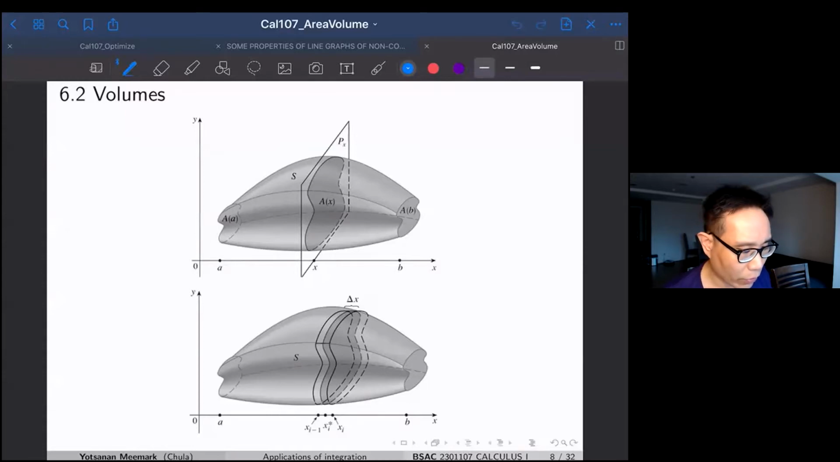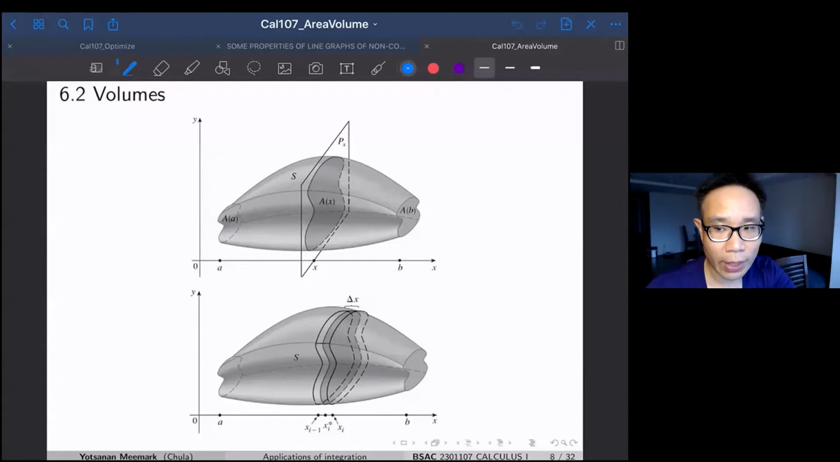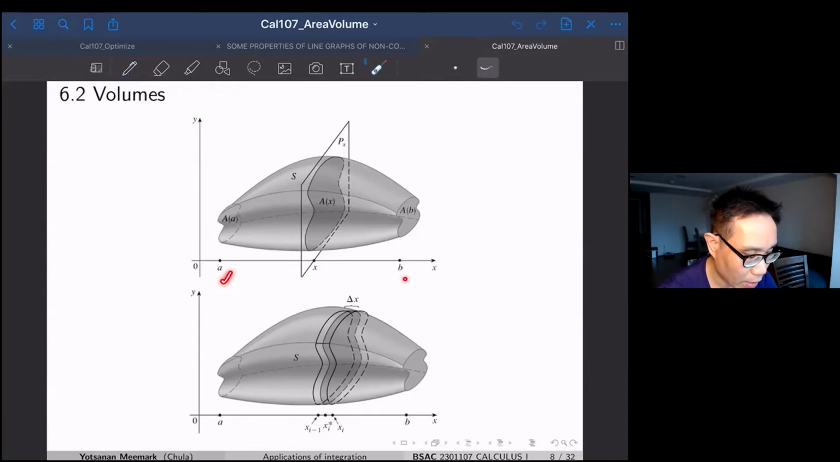Okay, so in this picture you have a solid S. Normally we call this solid S. This solid S turned out to be the solid that lies over the interval [a, b]. We want to compute the volume of this solid.